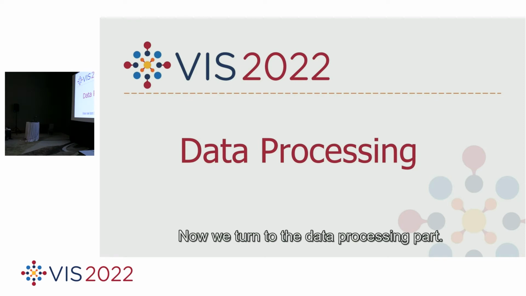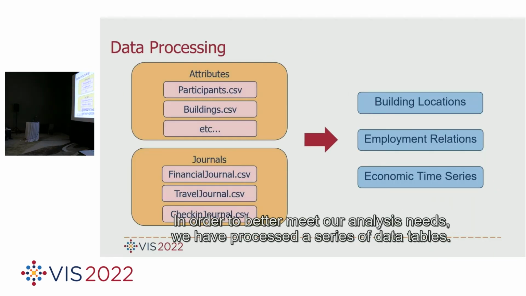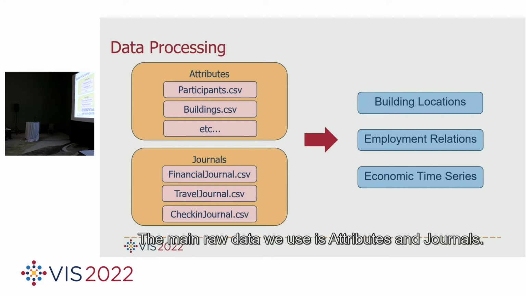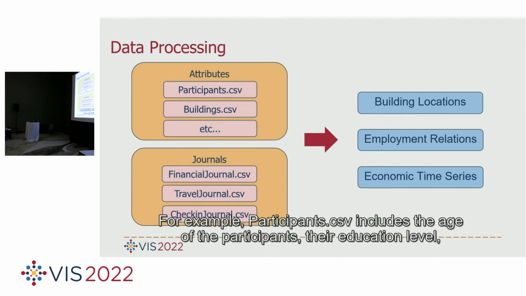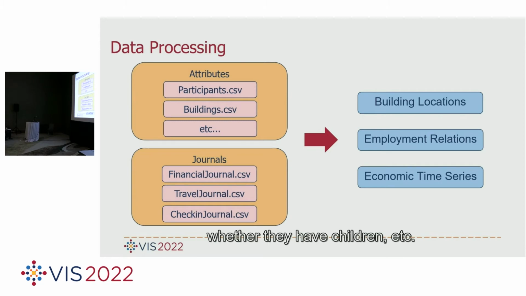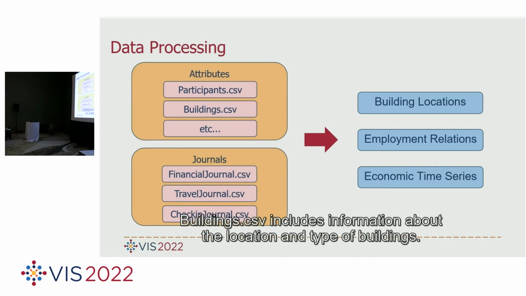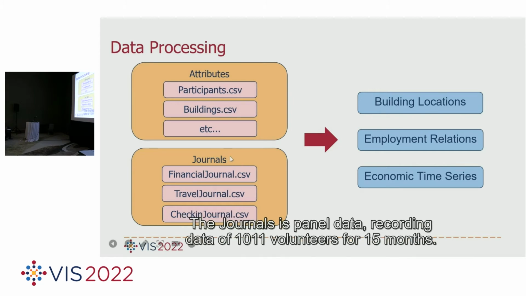Now we turn to the data processing part. In order to better meet our analysis needs, we have processed a series of data tables. The main raw data we use is attributes and journals. The attributes mainly includes cross-sectional data of different subjects. For example, participants.csv includes the age of the participants, their education level, whether they have children, etc. Buildings.csv includes information about the location and type of buildings. The journals is panel data, recording data of 10-11 volunteers for 15 months.